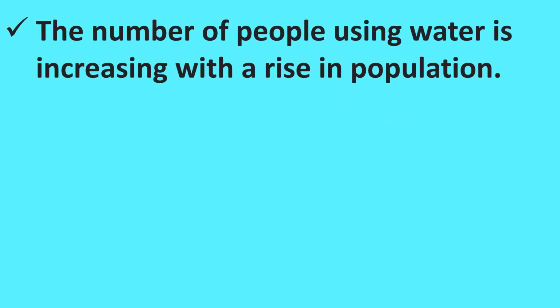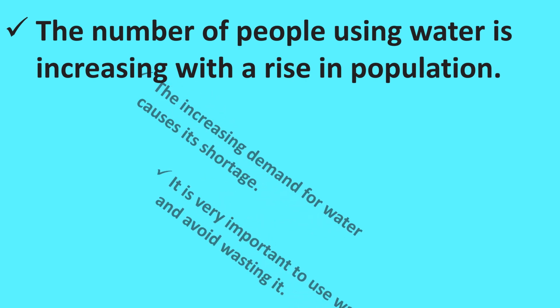The number of people using water is increasing with a rise in pollution. So the number of people, as you know, our population, is increasing. As the population is increasing, people are demanding more water. The increasing demand for water causes its shortage. So when they demand more water, it causes a shortage.